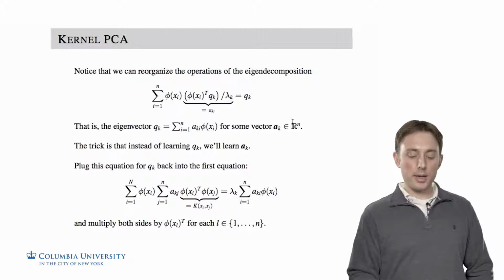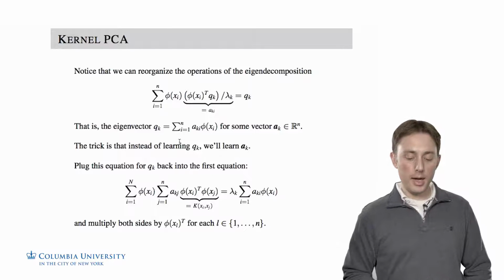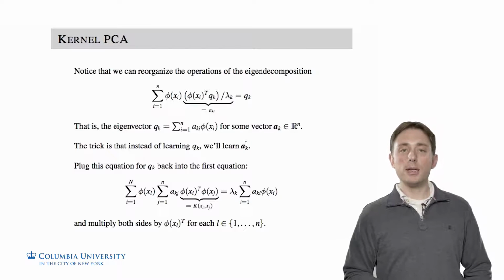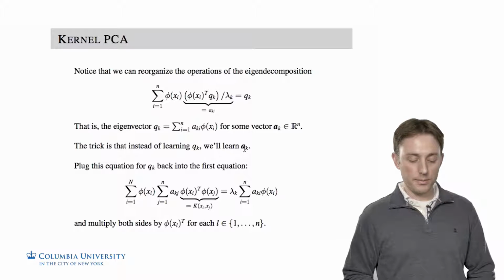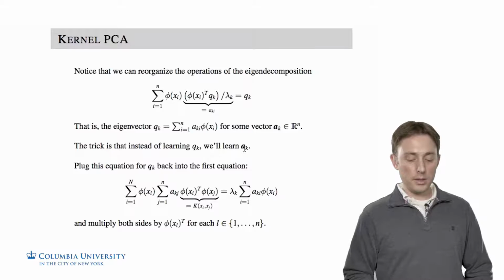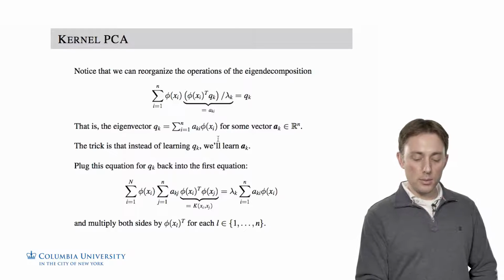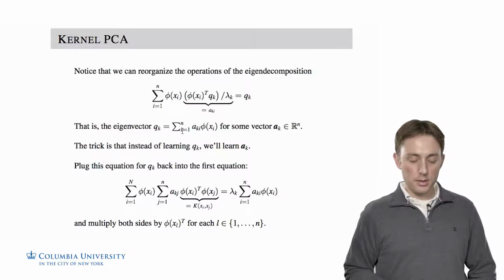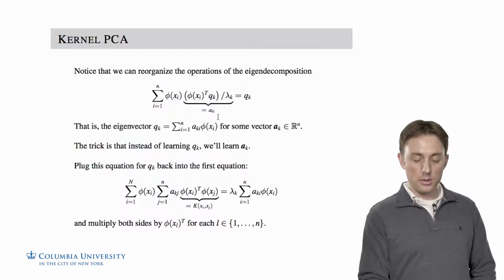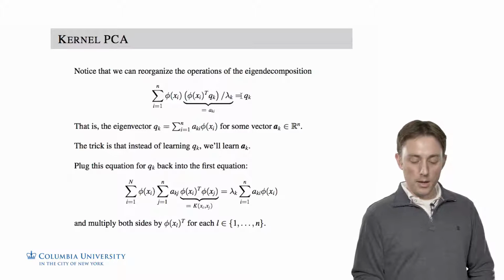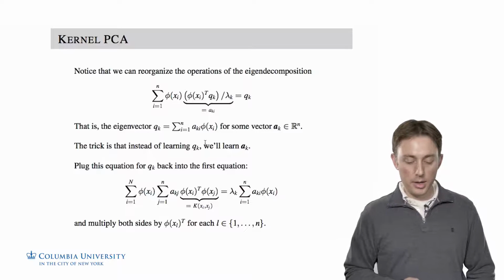So now the trick comes into play, where instead of learning qk, we're going to learn ak. Instead of learning this potentially infinite dimensional vector, we're going to learn an n-dimensional vector corresponding to the kth eigenvector. Okay, so how do we do this? Let's now take qk out, and replace it with this representation of it. So qk appears up here. We're going to take qk out of both of these terms, and replace it with this term right here.